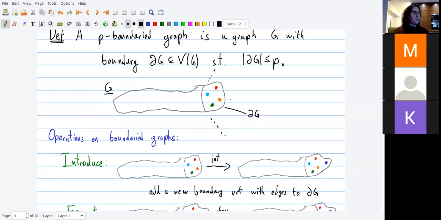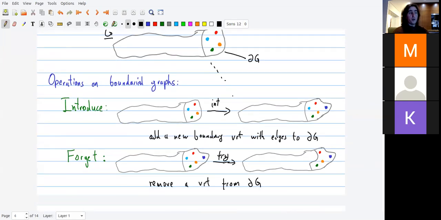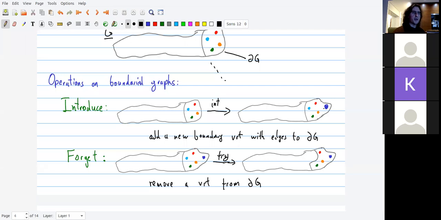Then, when we have this p-boundaried graph, we can perform some operations on it. For instance, we can introduce a new vertex, by which I mean adding a new vertex to the graph, for instance this blue one here. I can also add some edges incident to it. The rule is that I can add edges only to other boundary vertices. So I can, for instance, add those three edges, but I cannot add any edge to a vertex that's already forgotten, in the sense that it's no longer in the boundary. This is the introduce operation on a boundaried graph.